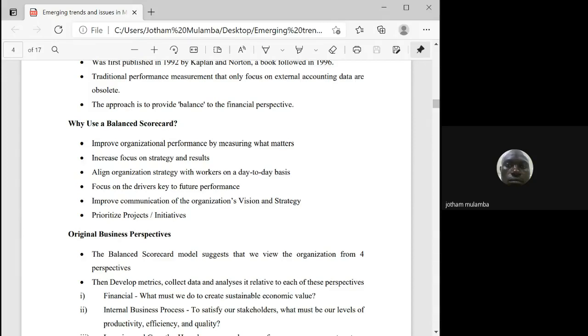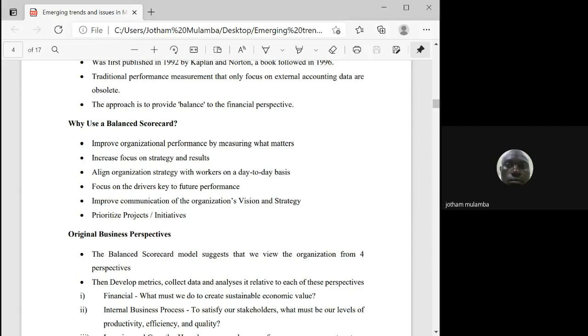And then we can also focus on the drivers of key future performance. Once we have a balanced scorecard, we can make a long-term plan, a long-term projection. With this long-term plan, we are able to evaluate and see how we are going to perform better in the near future.